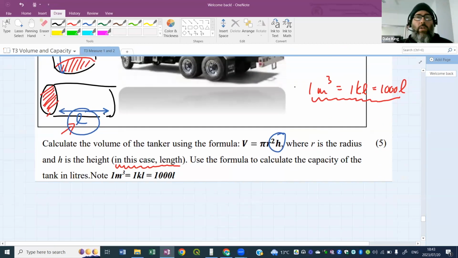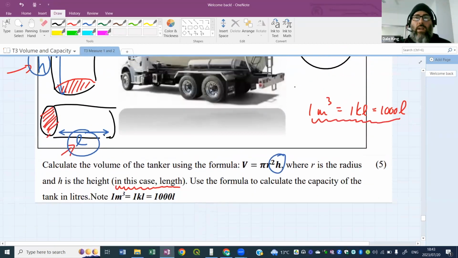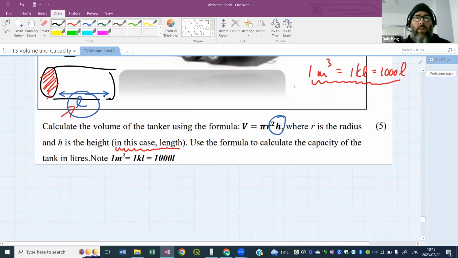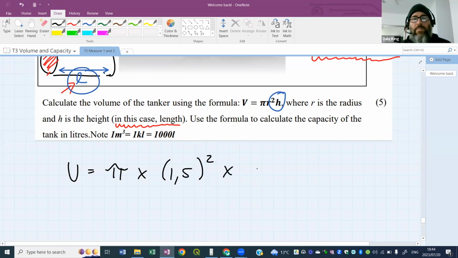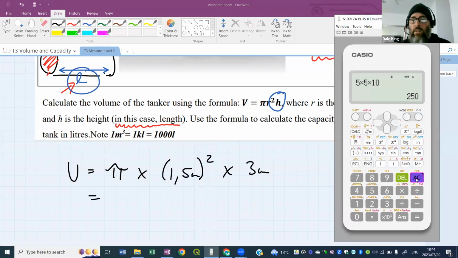All right, let's have a look. First, we need to calculate volume, and then we need to change it to capacity. Okay, so the radius is 1,5. The height, in this case, length is 3. So volume is equal to pi, we're going to say 3,142 for that, times the radius, which is, I love using brackets. Okay, so it's 1,5. That must be squared. And the height, they say here, is 3 meters. All right, so I'll put my units in there. I need to work this out on a calculator. All right, calculator, come here, do the work.